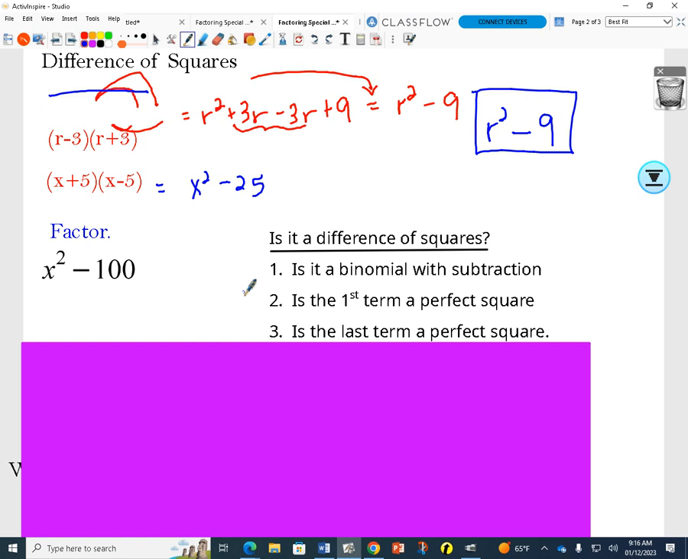Thank you, Riley. All right, so looks like most of you are caught up. So let's look at this expression, x squared minus 100, to see if it is a difference of squares. So is it a binomial with subtraction? Yes. Is the first term a perfect square? Yes. Is the last term a perfect square? Yes. So we can factor using the shortcut.